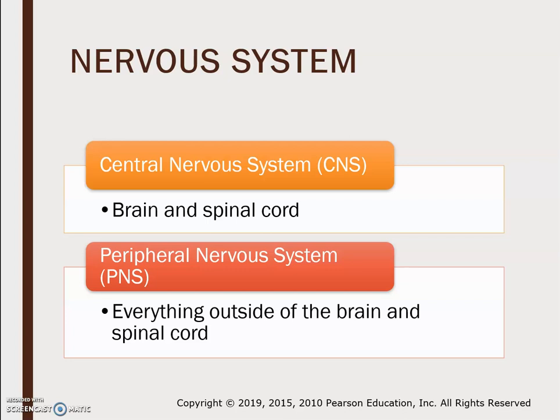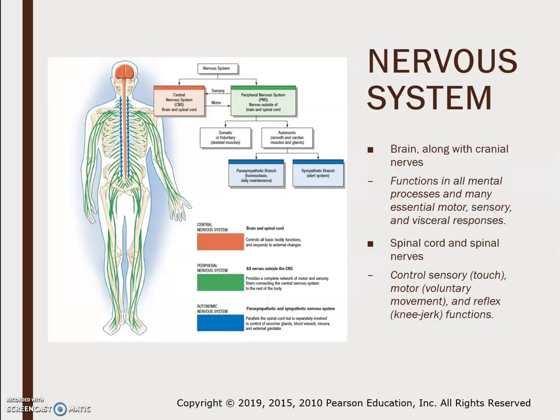The central nervous system is made up of the brain and spinal cord, whereas the peripheral nervous system is everything outside the brain and spinal cord. The brain, along with the cranial nerves, functions in all mental processes and many essential motor, sensory, and vascular responses. Spinal cord and spinal nerves control sensory, touch, motor, voluntary movements, and reflex or knee-jerk functions.